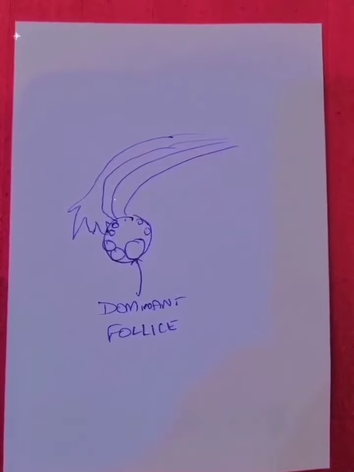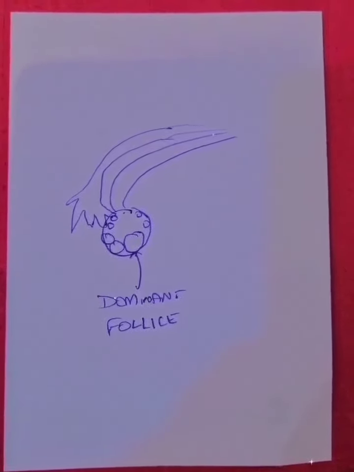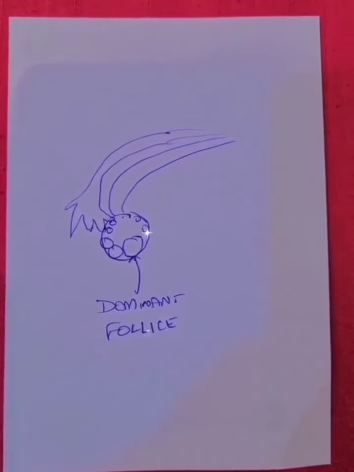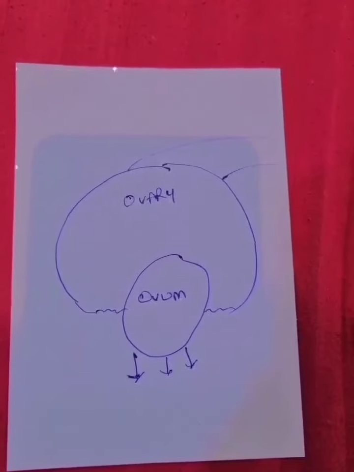Ovary contains many baby eggs known as follicles, one of which becomes bigger and bigger until it becomes the dominant follicle, which finally ruptures and forms the ovum or the egg. Mature ovum breaks out of the ovary, and that's known as ovulation.